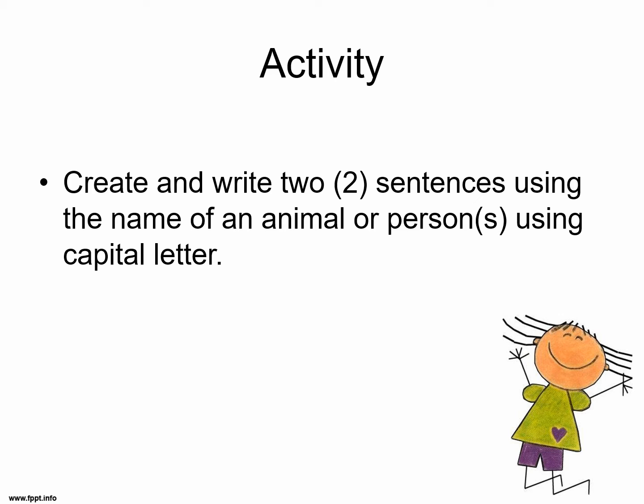Activity. Create and write 2 sentences using the name of an animal or persons using capital letters. So here, parents, the child has to create 2 sentences. They can include the name of an animal in both sentences, or they can include the name of an animal or pet in one of the sentences.